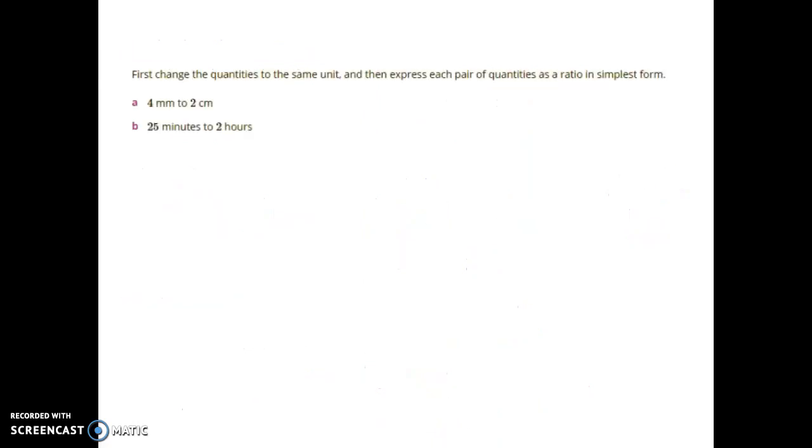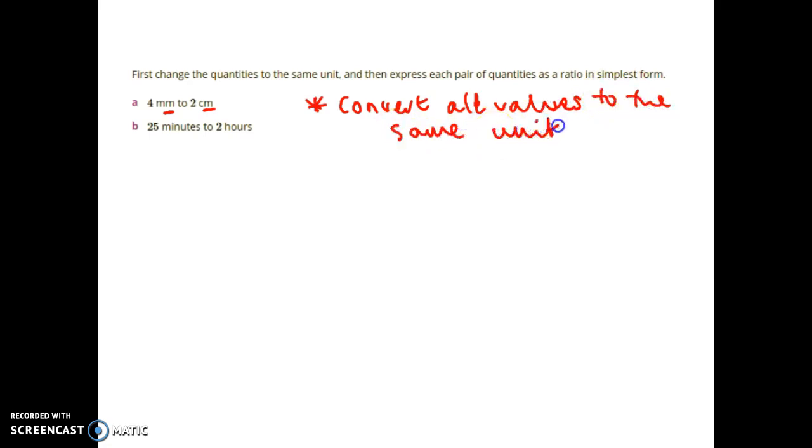Let's continue on and look at worded questions. These always look like they're going to be a bit harder, but they're not. The only thing you need to remember when you're dealing with worded questions and when you've got units is always convert all values to the same units before you start.